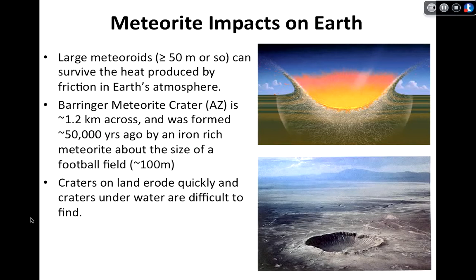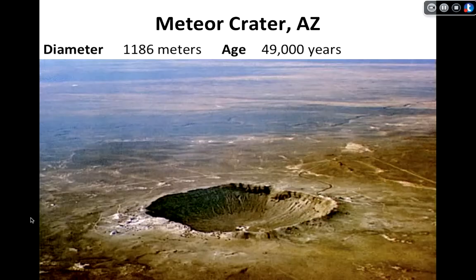Craters on land erode very quickly. So the reason this one looks so cool is it's young, and it landed in Arizona, where there's really not a lot of stuff going on that would hide it. So there's really no flowing water around that would mess it up. There's some wind, it's the desert, but there's not huge sand dunes nearby or anything.